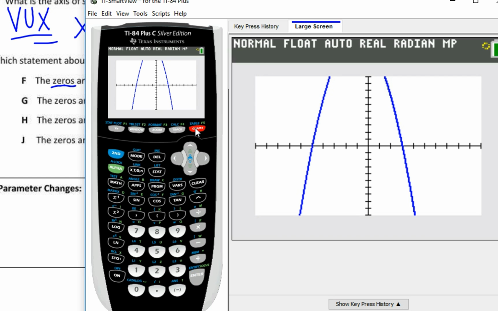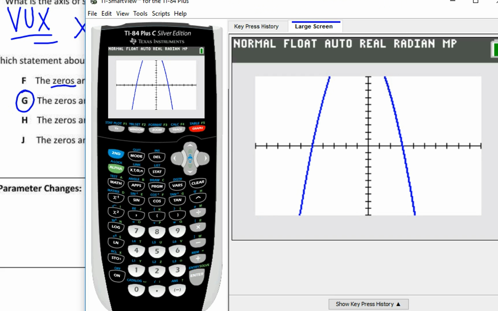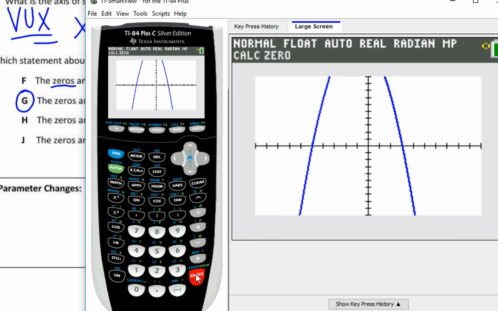All right, we can very clearly see where it is crossing our x-axis, and that would be here at the points 1, 2, 3, 4, -5 and 3. So -5, 3, that would be G here. Now, be careful. If it was crossing at some weird place where it wasn't so obvious and my answer choices were a little bit closer, remember you can always do the second trace function and we can find our zero. You've got to move that little cursor.